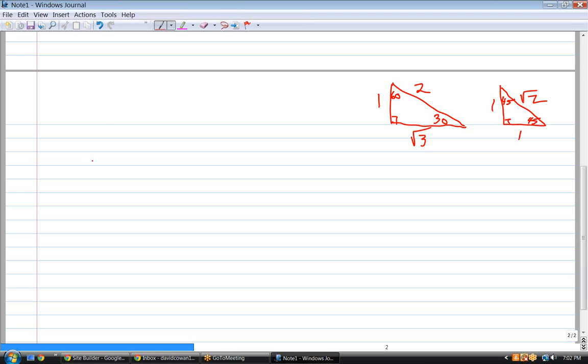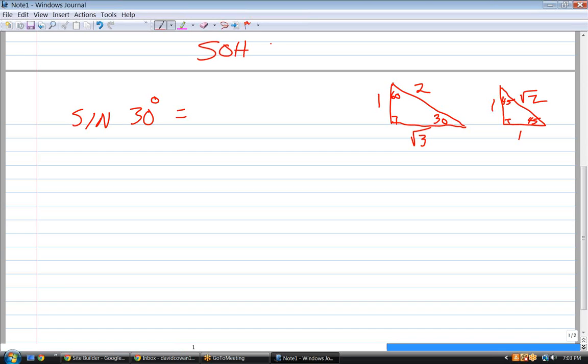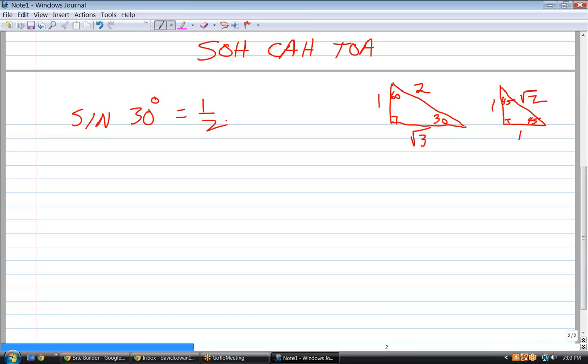So, if I say, what is the sine of 30 degrees? Refer to that triangle and SOHCAHTOA. What is it? 1/2. What is the tangent of 45? 1. Okay, so you know those. That's good. Now let's go to the unit circle.